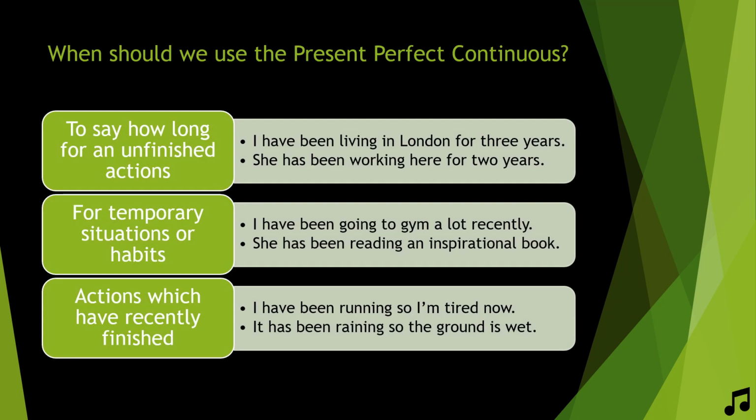Here we will learn where we should use present perfect continuous tense. First of all, to say how long for an unfinished action. For example, I have been living in London for 3 years. Like this, the action had already started in the past and still it is continuing. Next is she has been working for 2 years. So from the last 2 years she is working here. So the action is still continuing.